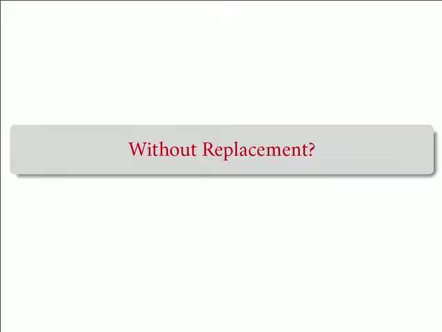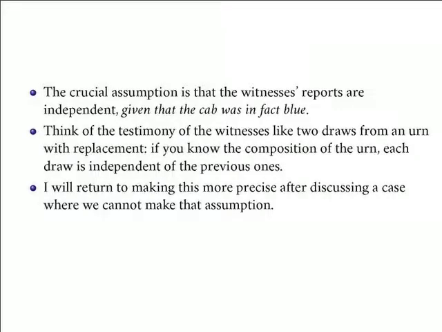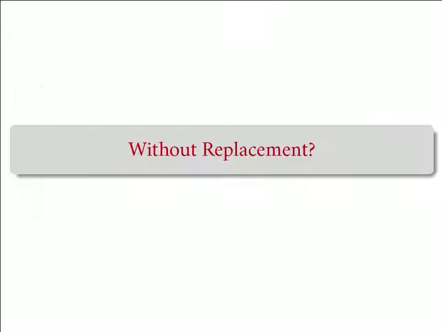So I ended the previous video talking about how the assumption of the witnesses in the cab example giving their honest reports is like assuming that the testimony is like two draws from an urn where we replace after each draw. That's to say that each draw is independent of the others. Each draw has the same probability of drawing a black or a white, say.